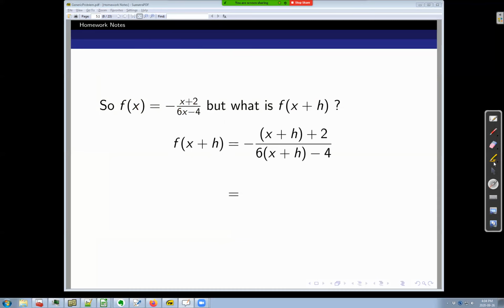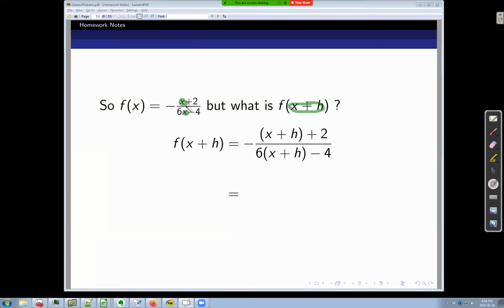this, only everywhere I see an x, I'm going to replace it by x plus h. So I'm going to have a negative sign because there's a negative sign there. And then instead of x plus 2, I'm going to have x plus h plus 2. And instead of 6 times x minus 4, I'm going to have 6 times x plus h minus 4.